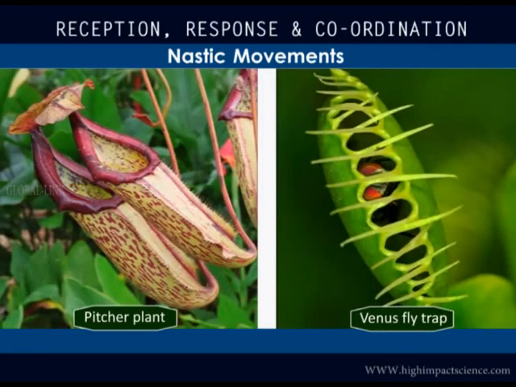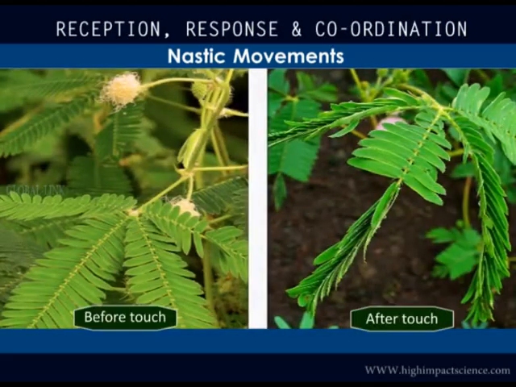Pitcher plant and the Venus flytrap close and catch insects as soon as they land on them. The leaves of mimosa plant close when they are touched. Here, the movements do not depend on the direction of the stimulus.